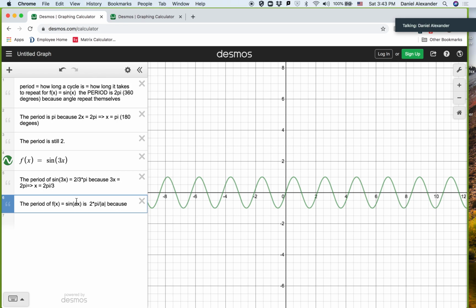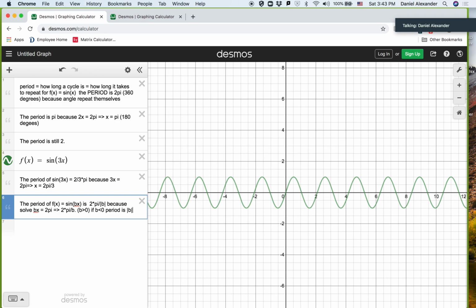I'm sorry, I'm going to use a b here because we used a for amplitude before. And that would be because when you solve bx equaling 2 pi, we divide both sides by b, that's going to give us 2 times pi over b. Here we're assuming b is greater than 0. If b is less than 0, then the period is going to be the absolute value. So just make b positive.